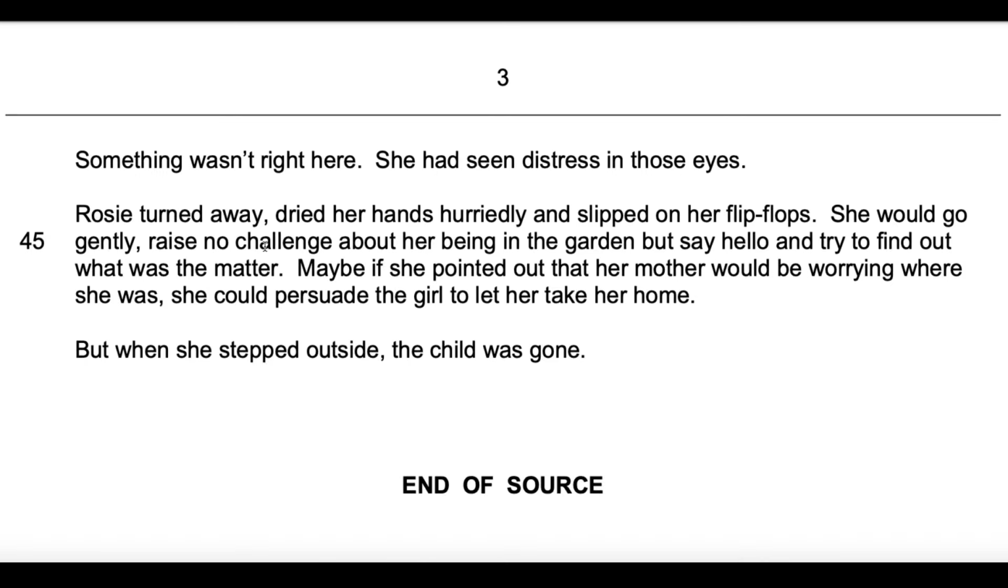Rosie turned away, dried her hands hurriedly and slipped on her flip-flops. She would go gently, raise no challenge about her being in the garden, but say hello and try to find out what was the matter. So I would want to use that as evidence that this isn't an imaginary child. Why would she be trying to find out what was wrong with this particular child who was distressed, rather than paying attention to her own children? It doesn't really feel psychologically right. Why would she ignore her own kids?